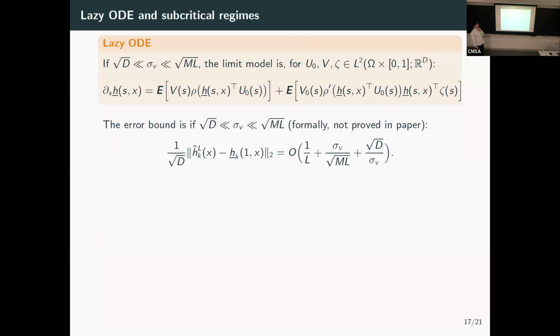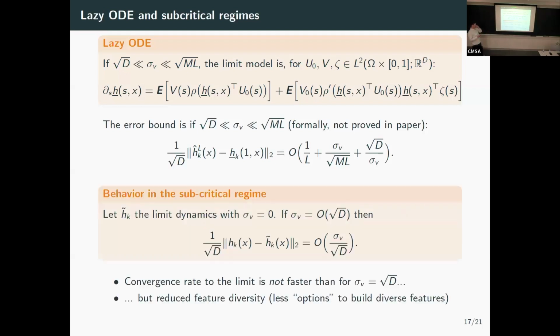Okay. I will go very briefly. We can do a similar thing on the other phase, which is the lazy ODE phase. Here, the limit model is the neural mean ODE, but the right-hand side is linearized. And you get some error terms I will not detail. Maybe here one comment. This is about another phase. Here, this was for the lazy ODE phase.